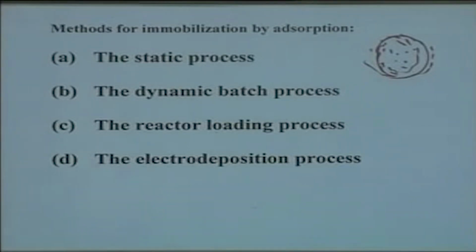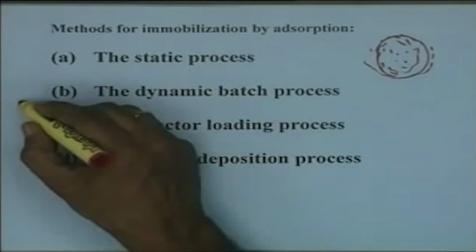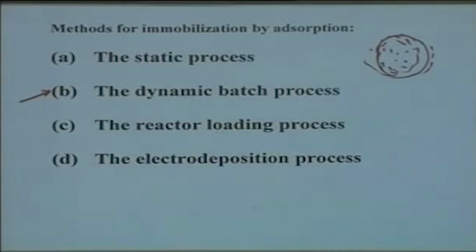two components, the enzyme and the carrier, under standard conditions which favor adsorption, and agitate them, stir them mechanically under mild stirring, so that the carrier particle should not get degraded and the enzyme molecules should not be influenced. The equilibrium is allowed to be reached over a period of time, and it usually leads to a fast method and the most common method used in the laboratories. The third method is the reactor loading process.